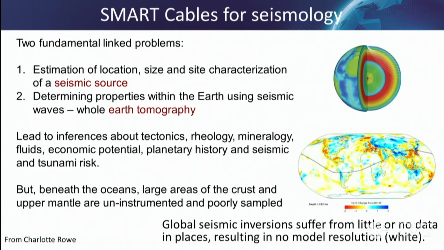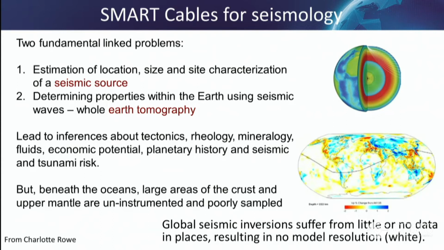And then usually the next step is to determine the properties within the Earth using those seismic wave data, to do whole Earth tomography as one example. And from this process, one can learn about tectonics, the viscosity of the Earth, mineralogy, and economic potential, and so on. But when doing these large-scale inversions, one quickly sees that there's a large part of the Earth that we cannot resolve. All this white area is unresolved structure, or unknown structure, in the Earth. And that's largely over the oceans where we have very little data.